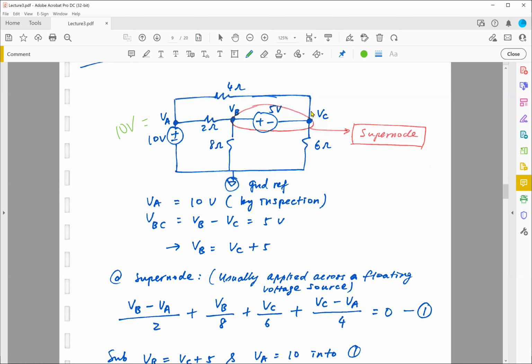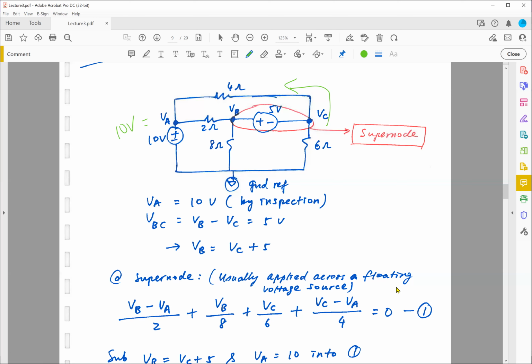So now I need to move on to the next node, which is still part of my supernode, right? So node VC minus 0 divided by 6, which is this guy. Vc minus Va divided by 4. Right? So that means this current is going down, going back this way, up and to the left. So Vc minus Va, where Va is 10 volts by inspection from earlier. So Vc minus 10 divided by 4, sum all of this current to 0.